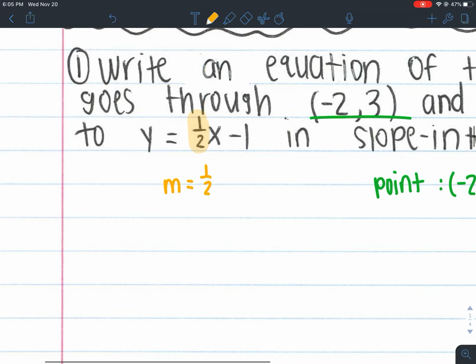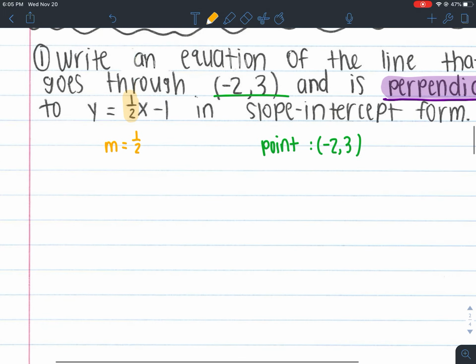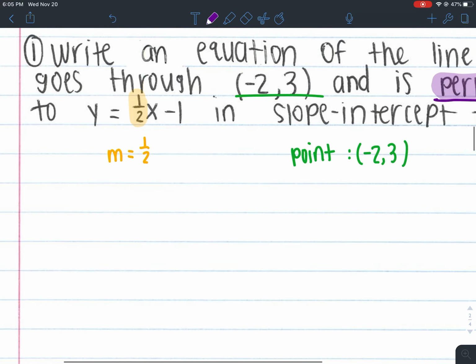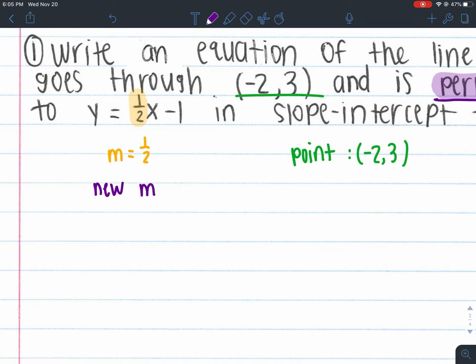Okay, that's the slope of this equation. Do I want to use this slope to make this new equation? No, because we want to make a perpendicular line. If I wanted to make a parallel line, I would use 1/2. But because I want to make a perpendicular line, I need to change my slope. So my new slope is going to be -2/1, or just -2. Okay, because -2/1 is the same thing. So I don't even care about my old slope anymore. I only care about the new one.